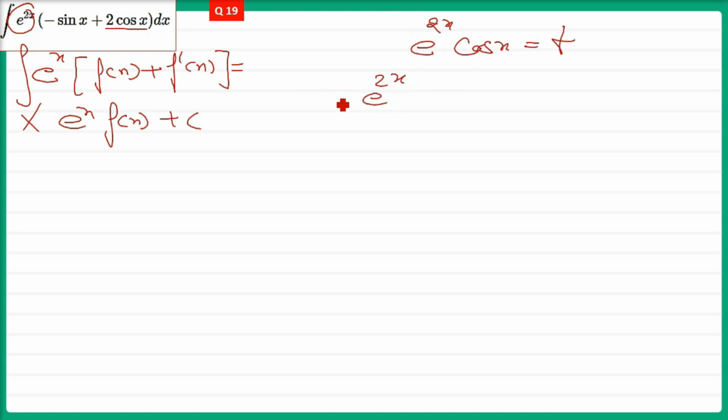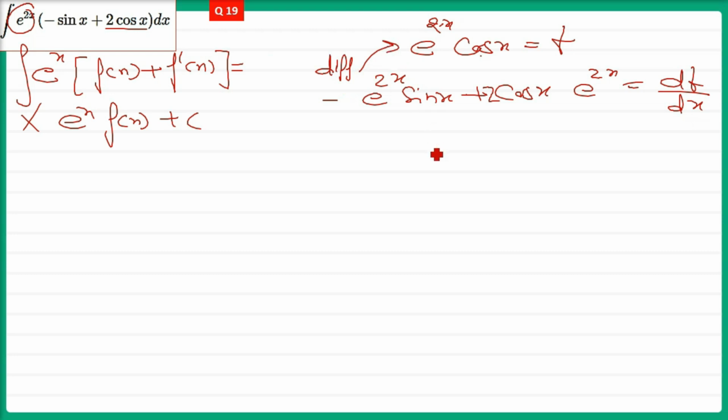e raised 2x is already there. Cos x will become negative sin x, and cos x will remain like that. So it will be plus cos x, and then e raised 2x will be differentiated. So e raised 2x and 2x will give 2, and this will be equal to dt by dx. So this is the first step. We did differentiation, and then we'll do the integration.